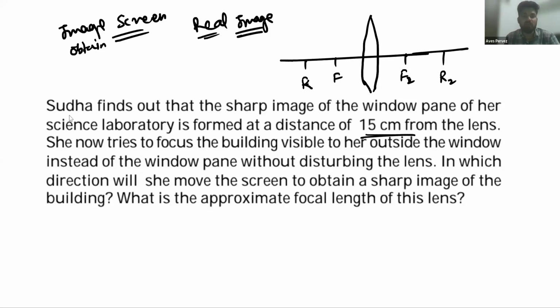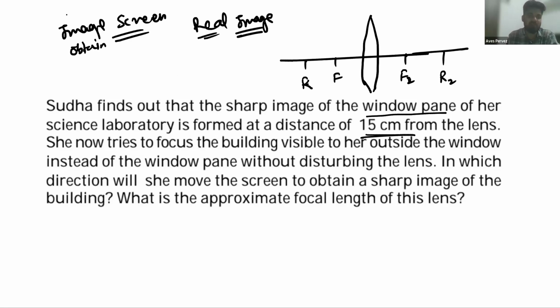Here I'm saying that Sudha finds out the sharp image of a window plane from her science laboratory at a distance of 15 centimeters. So Sudha wants to find a sharp image of a window plane of her science laboratory, and it is found at a distance of 15 centimeters from the lens. Now she tries to focus the building that is visible outside the window.